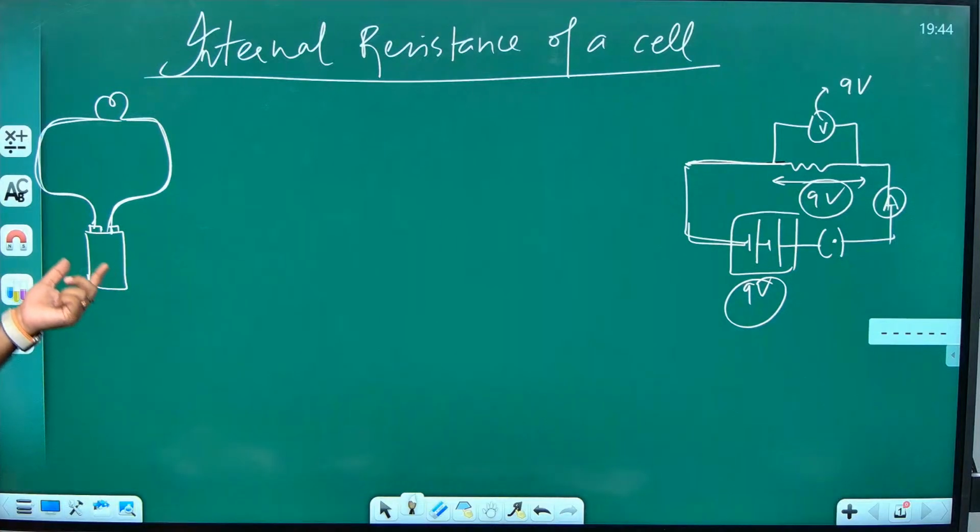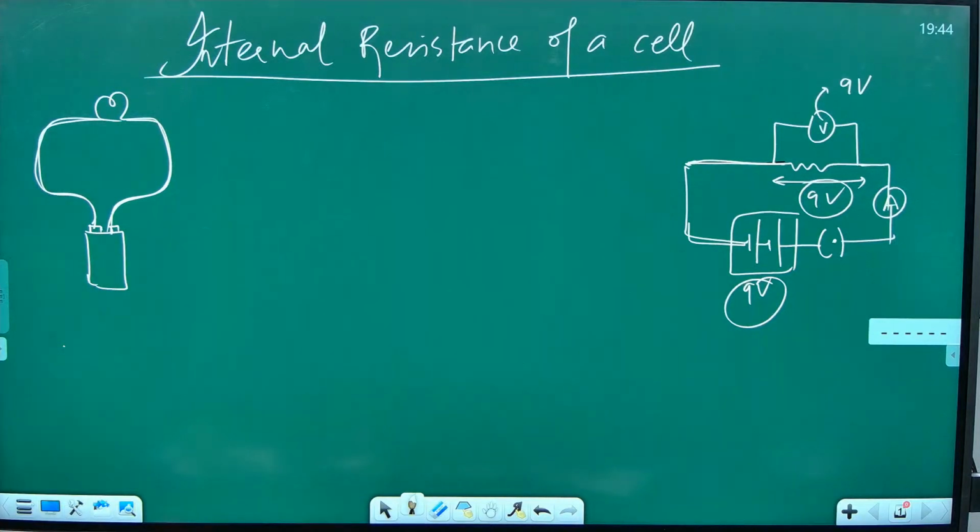But the moment you connect a battery, we get a potential difference. So if I have a battery of 9 volt, it means that the positive terminal has 9 volt of potential, and the negative has 0 volt. That's why the potential difference is 9 volt.